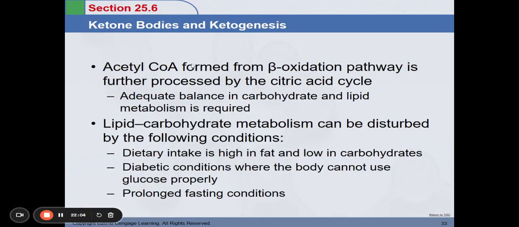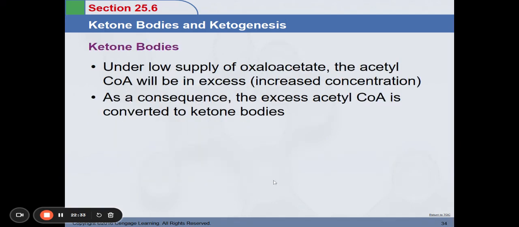Okay, so for ketone bodies and ketogenesis, we have acetyl-CoA formed from the beta oxidation pathway, just like a while ago, and it is processed by the citric acid cycle. If you can remember, we use acetyl-CoA in our citric acid cycle, and an adequate balance in carbohydrate and lipid metabolism is required. So lipid and carbohydrate metabolism can be disturbed by the following conditions: dietary intake that is high in fat and low in carbs, a diabetic condition wherein the body cannot use glucose properly, and of course, a prolonged fasting condition.